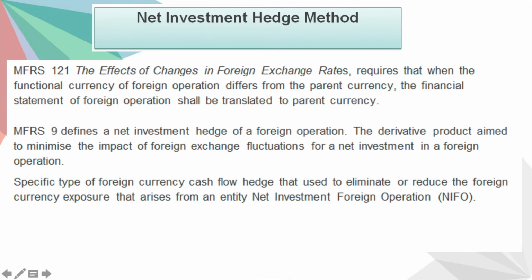Lastly, the net investment hedge method. According to MFRS 121, the effects of changes in foreign exchange rates require that when the functional currency of the foreign operation differs from the parent currency, the financial statements of the foreign operation shall be translated to the parent currency. And according to MFRS 9, this defines a net investment hedge of foreign operations. The derivative product aims to minimize the impact of foreign exchange fluctuation on the net investment in the foreign operation. It is a specific type of foreign currency hedge used to eliminate or reduce the foreign currency exposure that arises from the entity's net investment in a foreign operation.